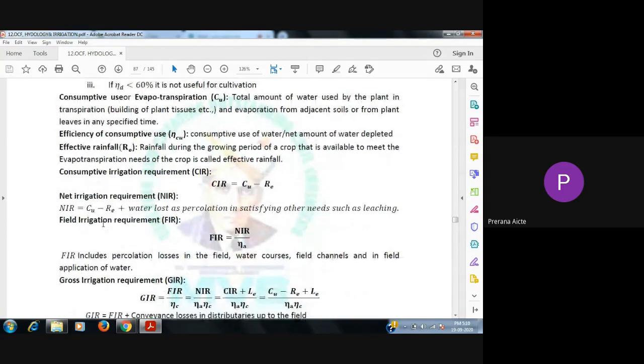Consumptive use, or evapotranspiration, CU, is also a very important topic, and it is asked many times. It is the total amount of water used by the plant in transpiration, that is, in the building of plant tissues, etc., and evaporation from adjacent soils or from plant leaves in any specified time. This is called consumptive use or evapotranspiration. Both are the same.